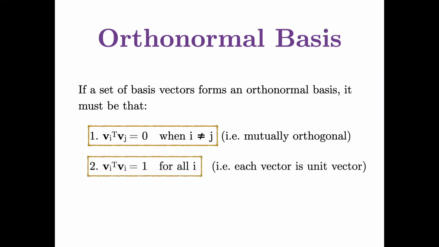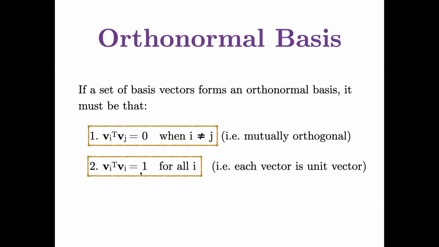The second condition is that if I take any vector in that set and take the inner product with itself, I should get 1. This is another way of saying that each vector is a unit vector. The trick here, of course, is realizing that when I take the inner product of a vector with itself, I'm creating the sum of squared elements. Since the norm is the square root of the sum of squared elements, as long as this is 1, the square root, of course, will be 1, and so the norm is 1.